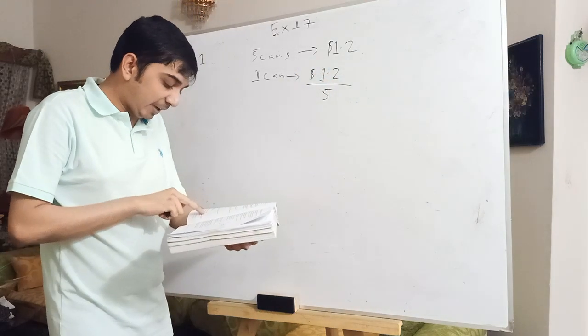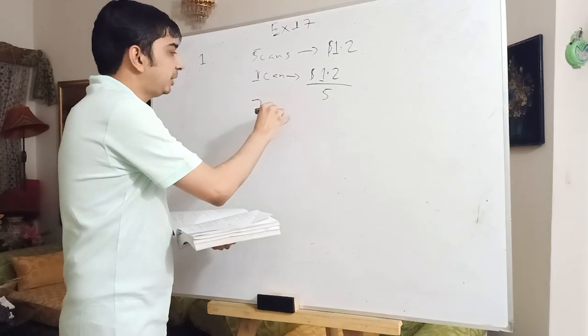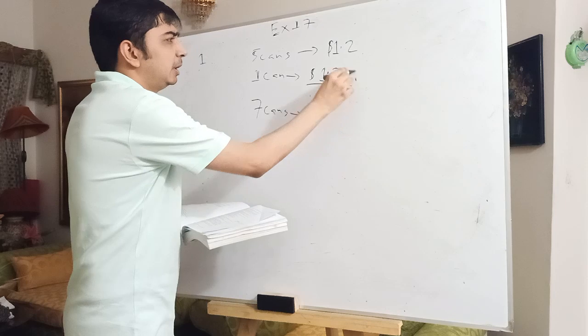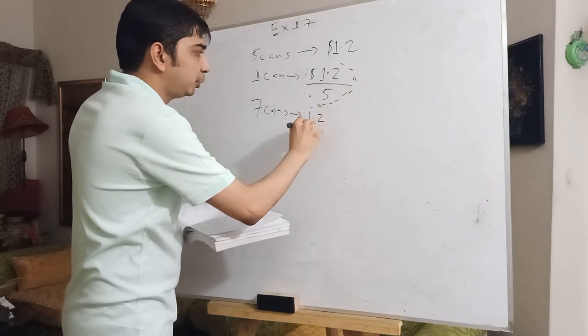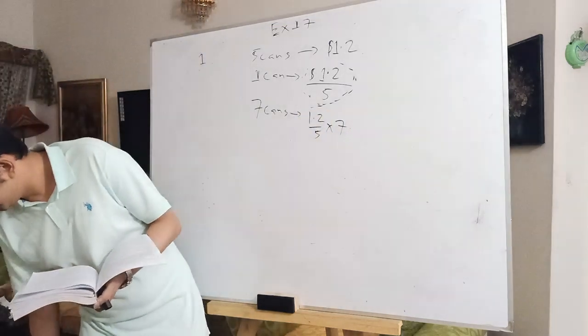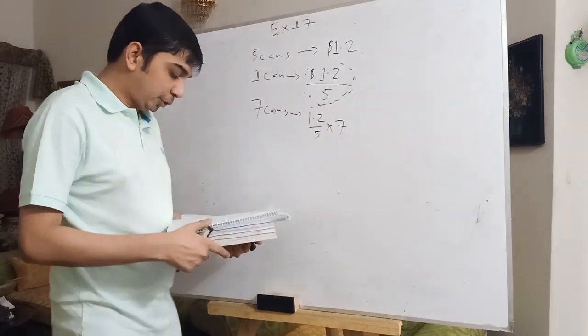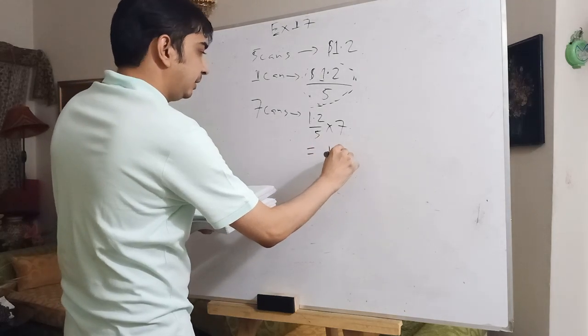Now they're asking, find the cost of 7 cans. What's going to be the cost of 7 cans? If 1 can costs this, 7 cans is going to be 1.2 by 5 into 7. So the cost is going to be $1.68.